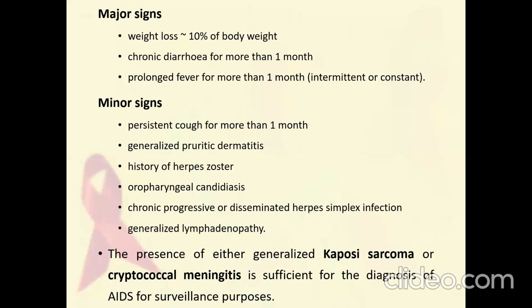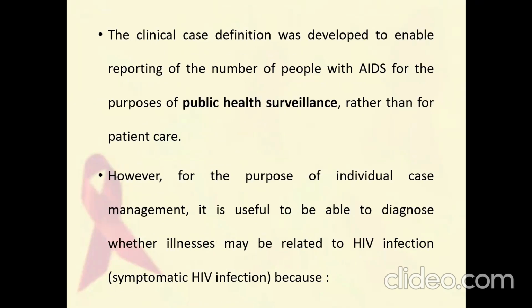The presence of either generalized Kaposi sarcoma or cryptococcal meningitis is sufficient for the diagnosis of AIDS for surveillance purpose. Then the clinical case definition was developed to enable reporting of the number of people with AIDS for the purpose of public health surveillance rather than the patient care.